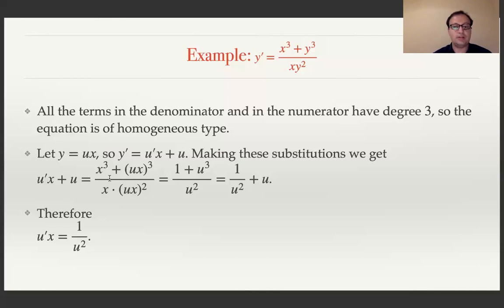And again, notice that all the terms in the fraction contain x cubed. So we can simplify the fraction by x cubed, and we get 1 plus u cubed over u squared, which is the same as 1 over u squared plus u. So u prime x plus u is equal to 1 over u squared plus u. All right. So the u cancels, and we are left with u prime x is equal to 1 over u squared.